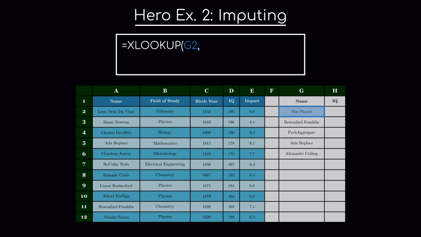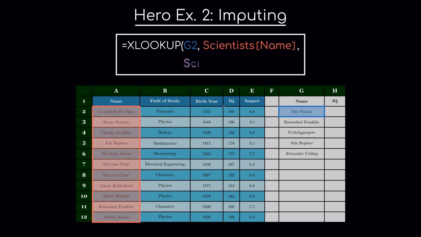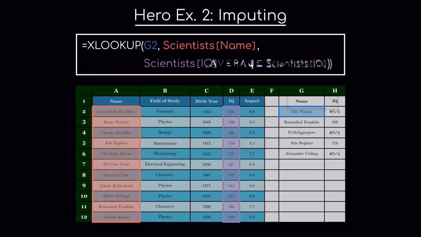We can then use the not found argument to say what we want to happen if we don't have a match. When imputing data, some common options include setting it to 0, setting it to the minimum or the maximum values, or setting it to the average as we're doing here.